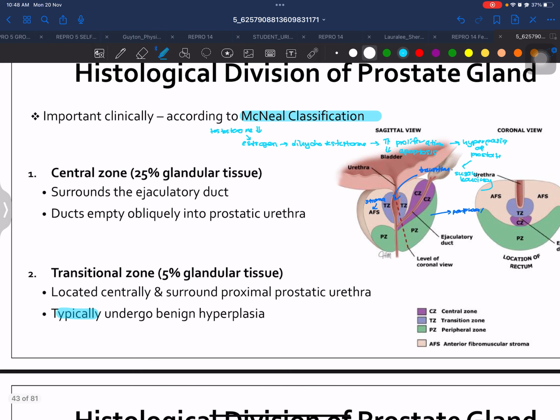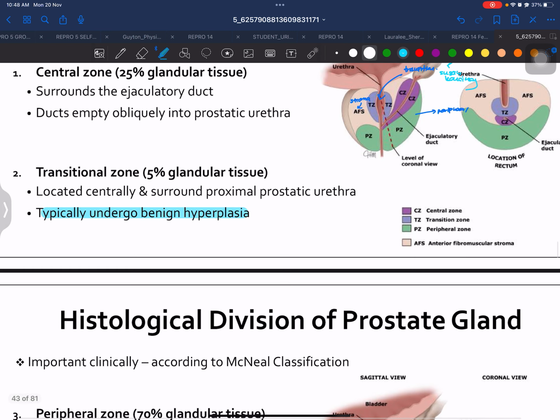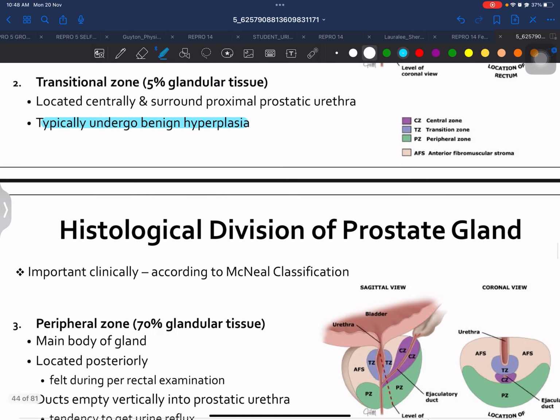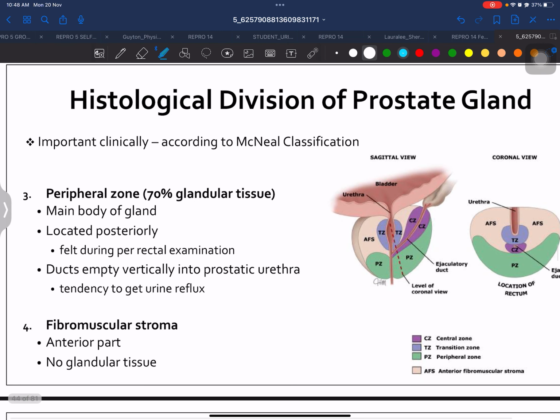Usually near the transition zone. Then the peripheral zone. Seventy percent is glandular. These are the main body of the gland, which can be felt during rectal examination. When you insert your finger into the rectum, you can feel the area of the peripheral zone.